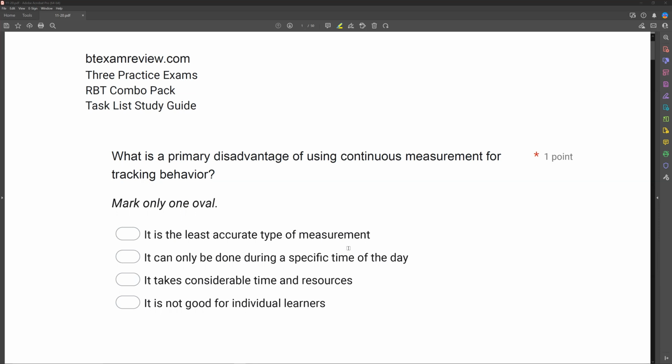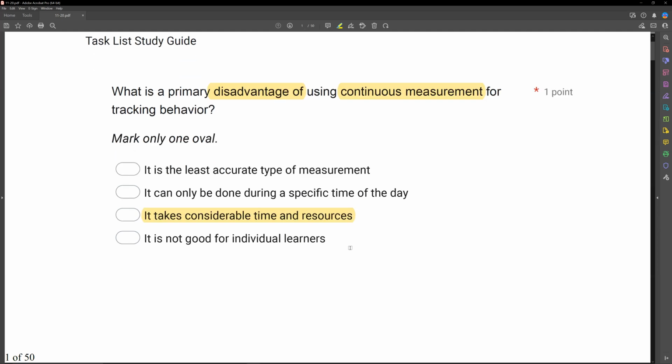C, it takes considerable time and resources. Yes, it takes a lot of time and a lot of commitment to continuously measure the same behavior for long periods of time. It's why in group settings, continuous measurement can be quite difficult. So, a disadvantage is definitely the amount of time and resources it takes. And then D, it is not good for individual learners. No, continuous measurement is actually great for individual learners. When you're working one on one, continuous measurement is actually typically a pretty good choice. So, a disadvantage of using continuous measurement is that it takes a considerable amount of time and resources.